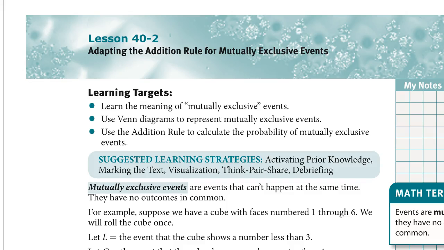This video is for lesson 40-2, using the addition rule for mutually exclusive events. Learning goals are to figure out the meaning of mutually exclusive, use Venn diagrams to represent these, and use the addition rule from the last lesson to calculate some more probabilities.